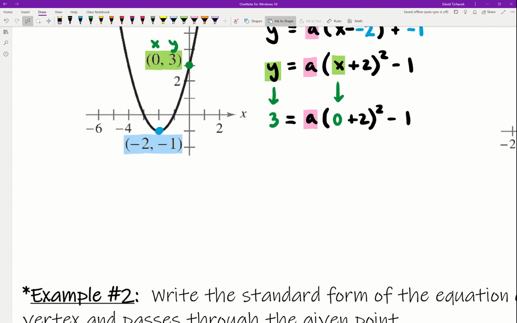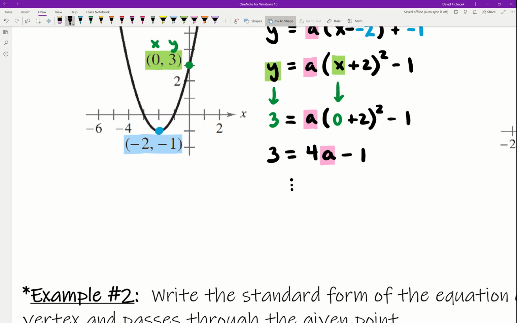Okay? And so continuing here, I have 0 plus 2. That's going to make 2. If I were to square 2, I would end up with 4. So on the right-hand side, this is going to simplify down to 4a minus 1 is equal to 3. And of course, our goal from here on in is to go ahead and solve for that value a. Now, that's just a two-step equation.